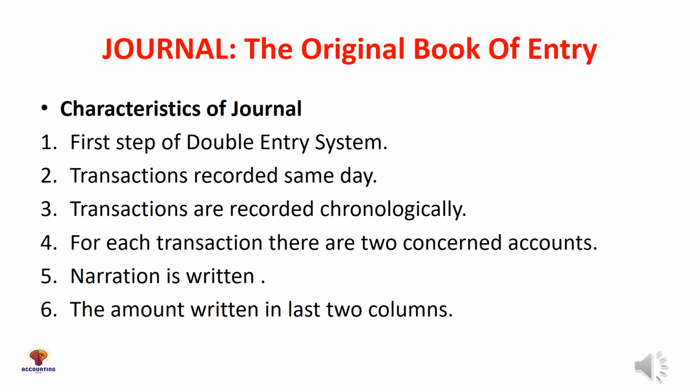Number 4, for each transaction the names of two concerned accounts indicating which is debited and which is credited are clearly written in two consecutive lines. This makes ledger posting easy. That is why journal is called assistant to ledger. Number 5, narration is written below each entry. Number 6, the amount is written in the last two columns, debit amount in debit column and credit amount in credit column.